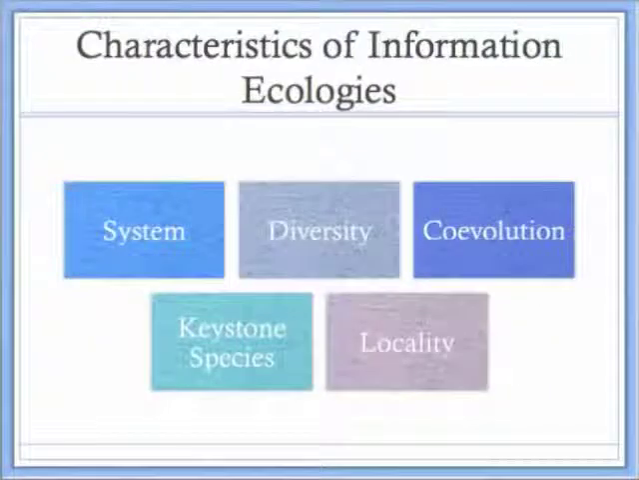Let's look at 5 characteristics of information ecologies which are highly dependent on technology. The first characteristic is system. Information ecologies have strong interrelationships and dependencies upon different parts, and these parts all fit together in complementary ways. Therefore, change in an ecology is systematic. When one element is changed, effects can be felt throughout the whole world.